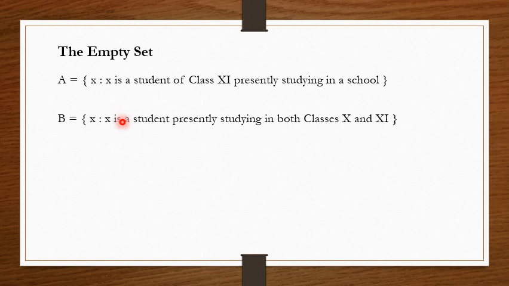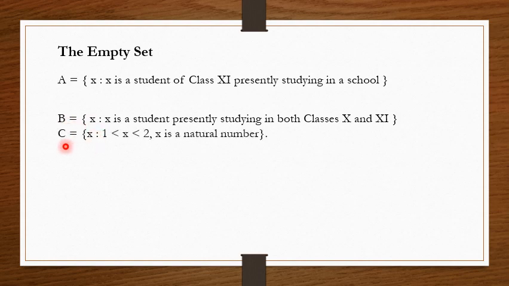But in the case of B, the set of all x such that x is a student presently studying in both classes 10 and 11. Does there exist any student who is studying in both 10 and 11? No. So, B contains how many elements? B contains 0 elements, or B contains no elements.